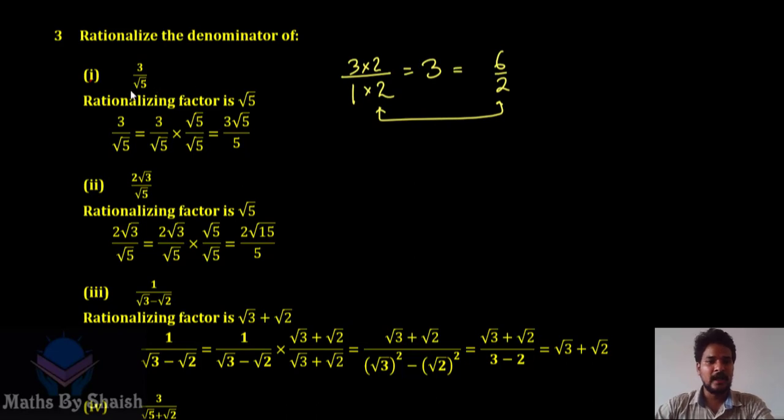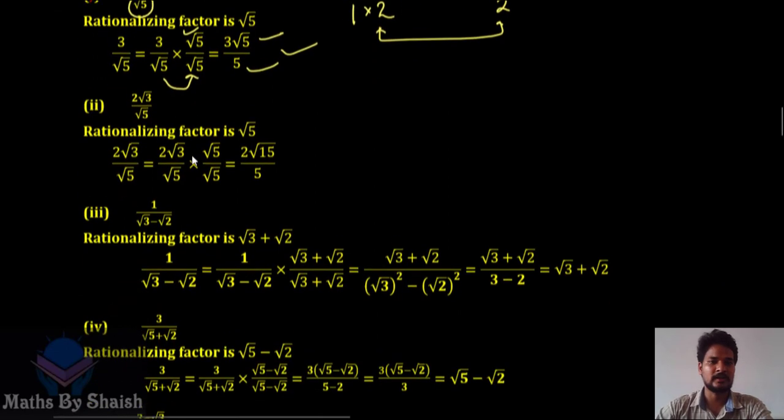Now if we have 3 over root 5 and we need to rationalize the denominator, it means we need to multiply by root 5 in the denominator to make it rational. And since we are multiplying by root 5 in the denominator, we have to multiply in the numerator as well, which will make it 3 root 5 in the numerator, and root 5 into root 5 is 5. And hence that is the rationalized form where the denominator is rationalized.